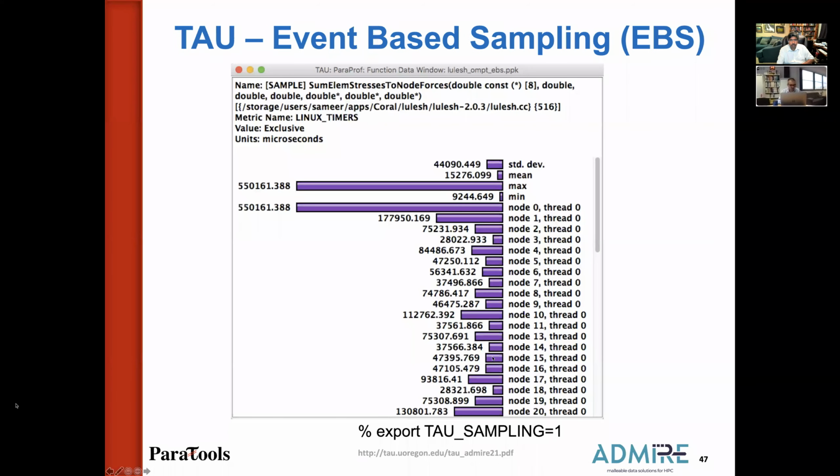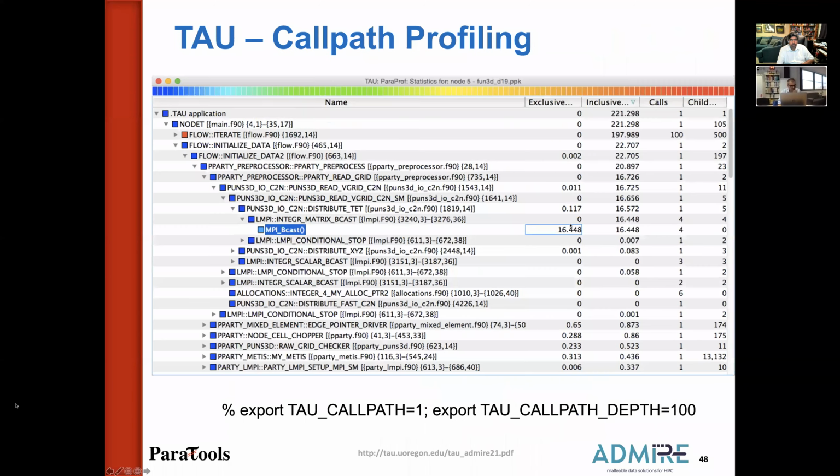You can use event-based sampling to see exactly which line in the code in different threads is taking how much time. You can turn on call path profiling using TAU_CALLPATH=1 and turn on its depth so that you can see the full tree going right up to the .tau application. In this case, I have instrumented the code at the source level, and then I can see the time spent in MPI_Bcast along this calling path.